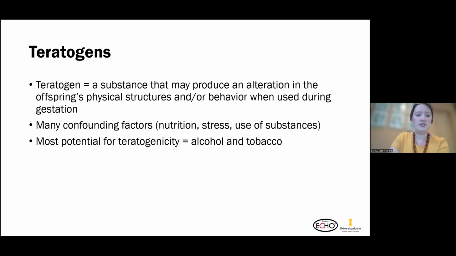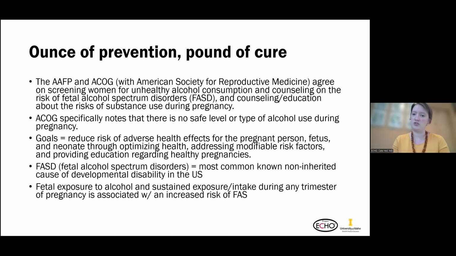ACOG, specifically in their guidelines and opinion statements, notes that in their opinion, there's no safe level or type of alcohol use during pregnancy. And again, we do know there are some increased risks of certain things with specifically binge drinking. So the goal of these societies coming together, making their guidelines and opinions, is to reduce the risk of adverse health effects for the pregnant person, the fetus, and then the baby, through optimizing health, addressing any modifiable risk factors, and then, of course, providing education to our patients regarding what a healthy pregnancy can look like and how to obtain that.